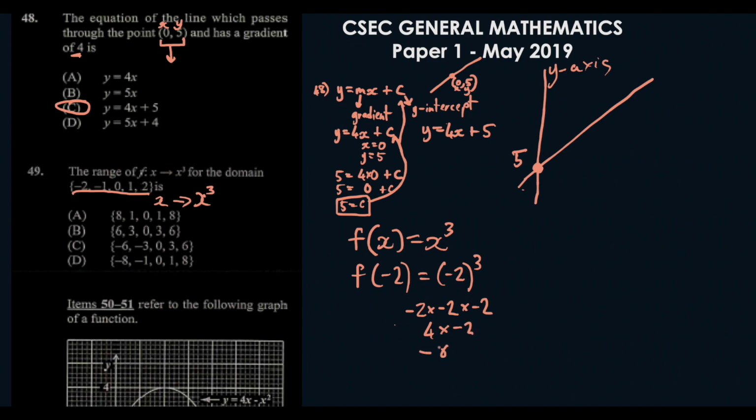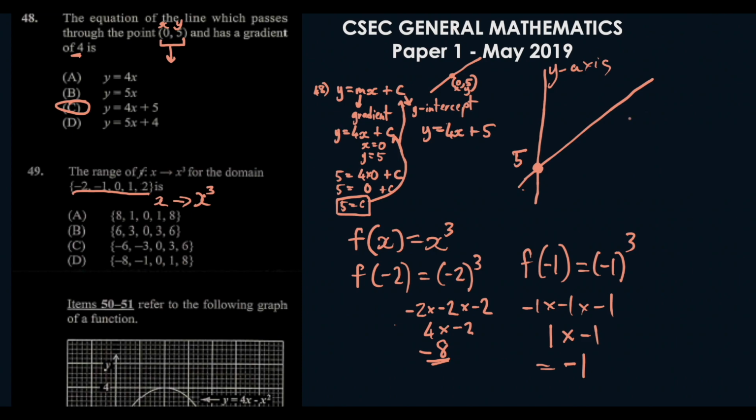So my first output for negative 2 would give me negative 8. Now I need to try it for negative 1. So when it's negative 1, it's the same thing, negative 1 to the power of 3. So that's negative 1 times negative 1 times negative 1. Negative 1 times negative 1 is positive 1, and if I multiply that by negative 1, a negative times a positive is negative 1. So now we have negative 8 for the first value of negative 2.